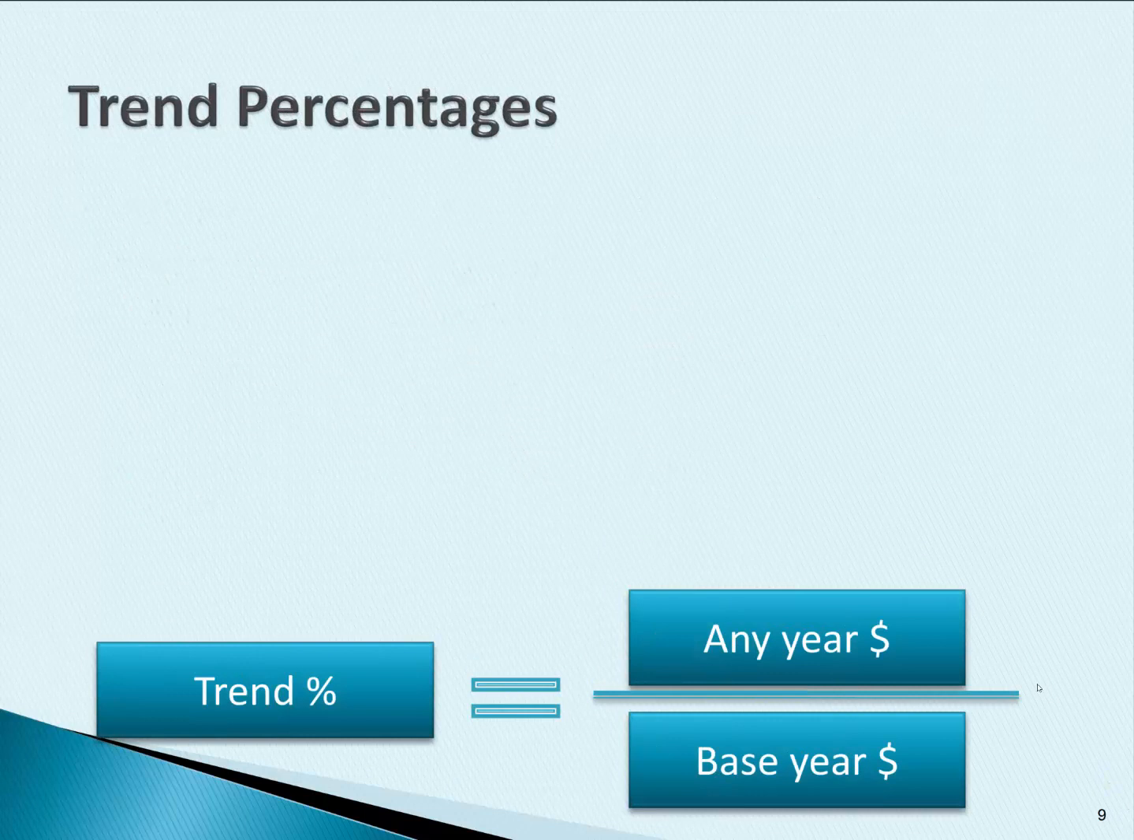Now let's talk about trend percentages. This is another form of horizontal analysis. Horizontal analysis means we're comparing numbers from left to right, not up and down. So trends indicate the direction a business is taking.